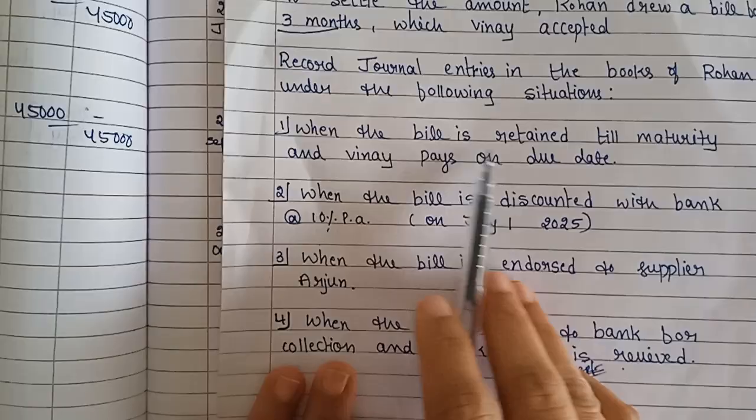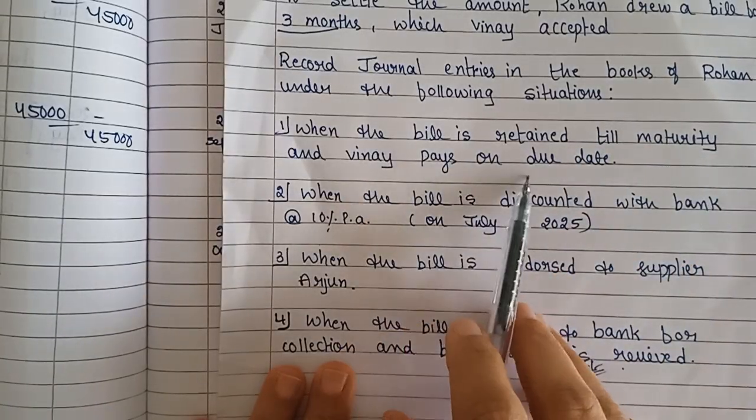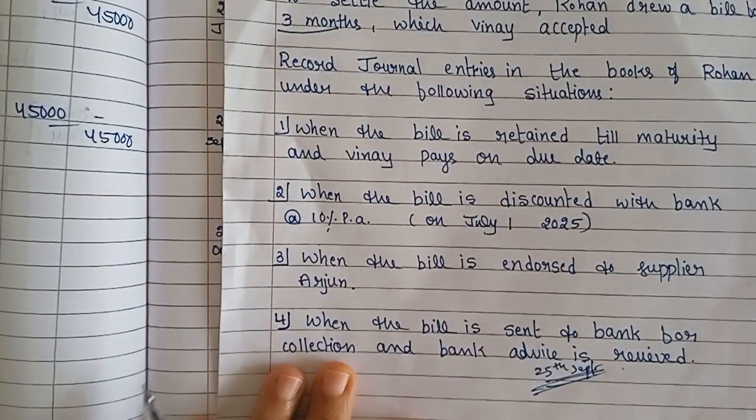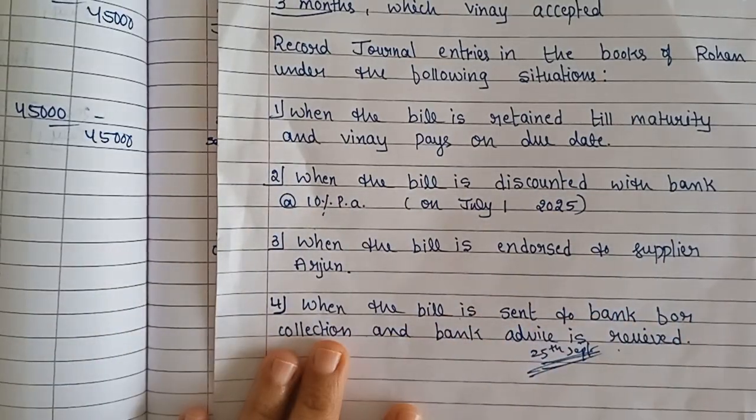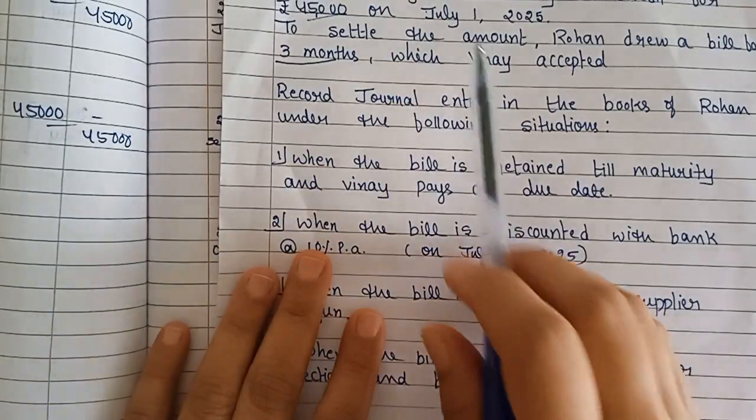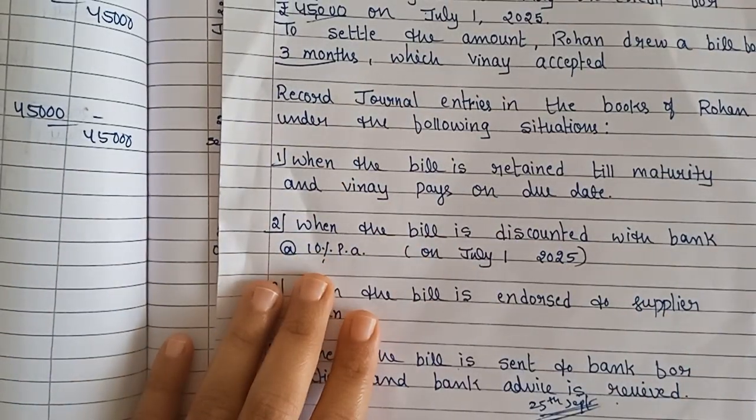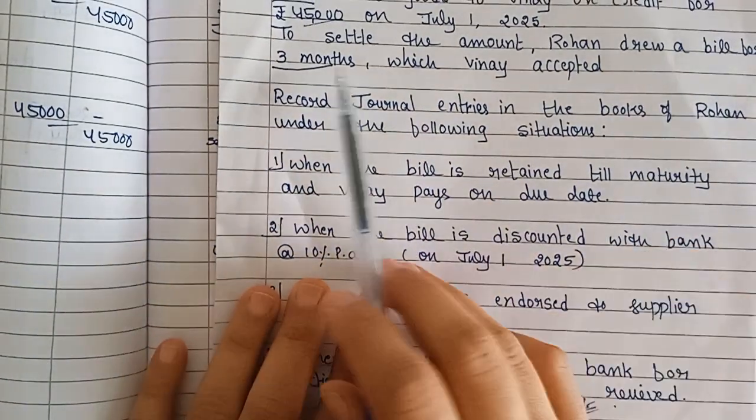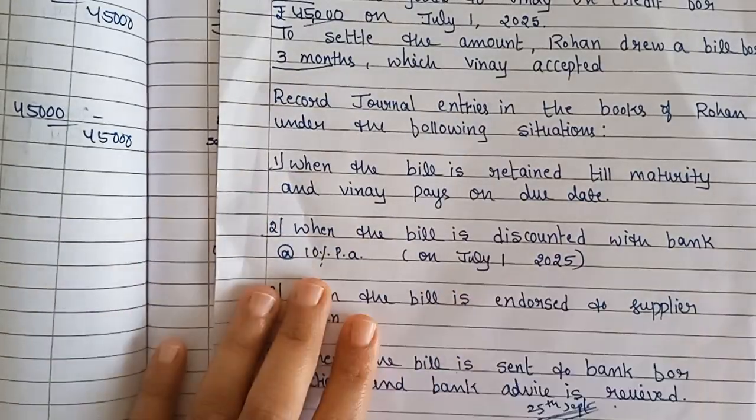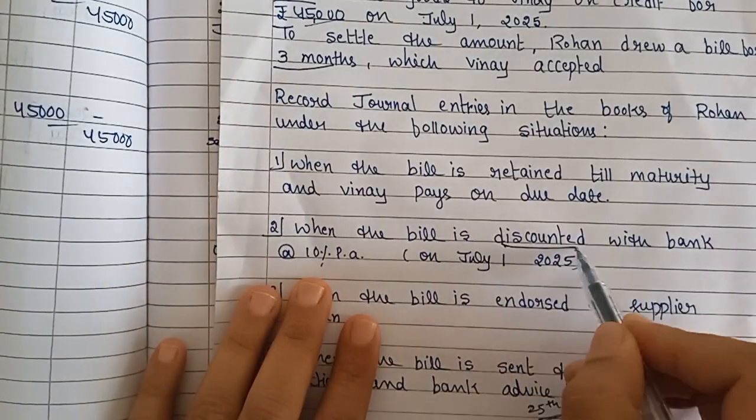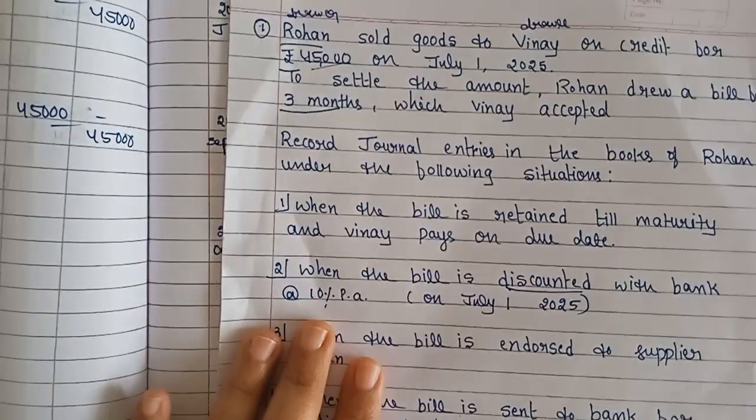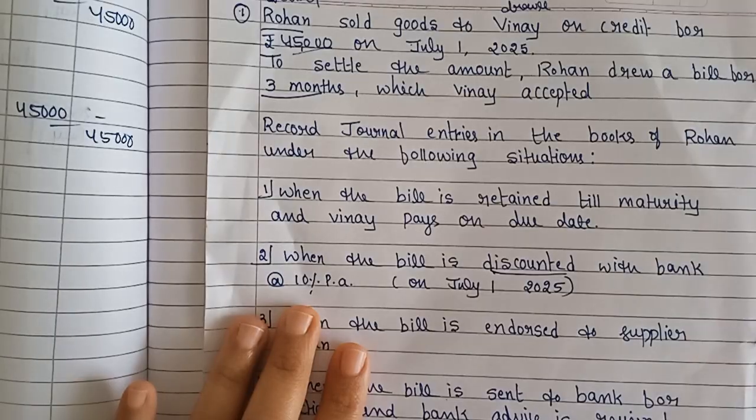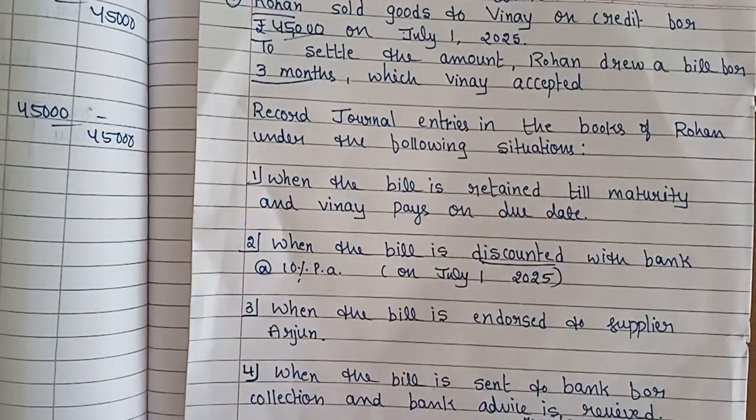The first one is the bill is retained till maturity and Vinay pays on the due date. The second one is the bill is discounted with the bank at 10% per annum, meaning Rohan needs the amount on July 1st only. The period of settlement is 3 months, but he needs the amount on July 1st. In the case of discounting, there is no journal entry in the books of Vinay, the drawee, because he is not involved in the discounting process and he is going to pay the amount on the due date only. That you need to remember.